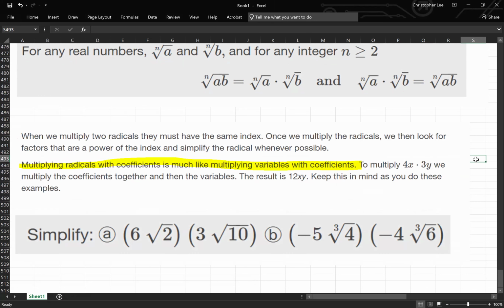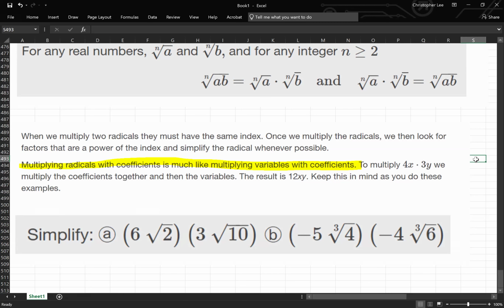So when we multiply two radicals, they must have the same index. Once we multiply the radicals, we then look for factors that are a power of the index and simplify the radical whenever possible. Multiplying radicals with coefficients is much like multiplying variables with coefficients. So multiply 4x times 3y, we multiply the coefficients together and then the variables. So the result is 12xy, right? Keep this in mind as you do these examples.